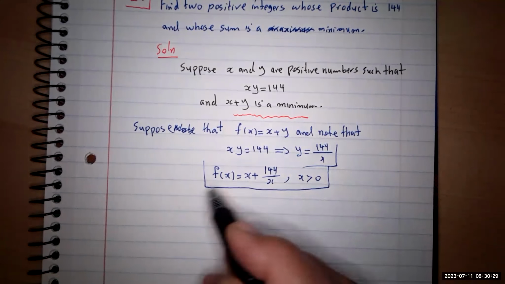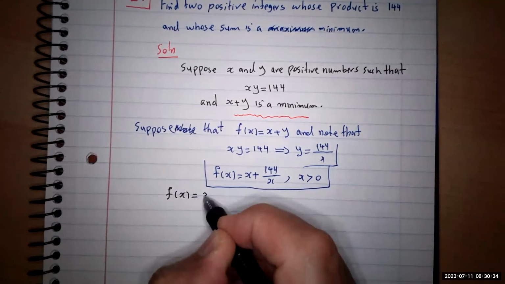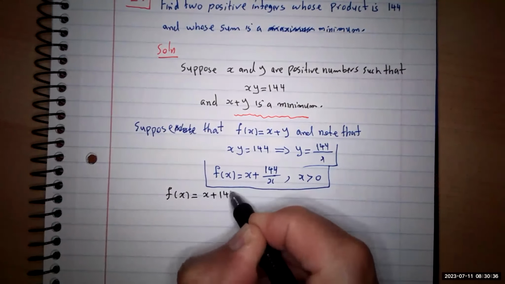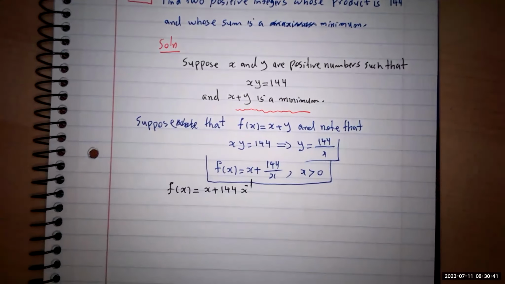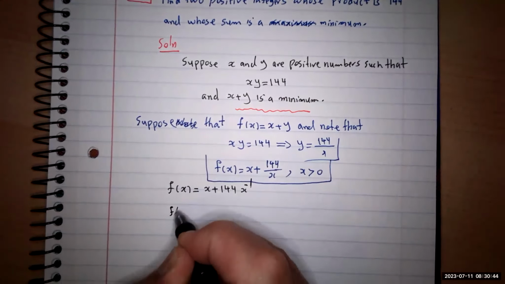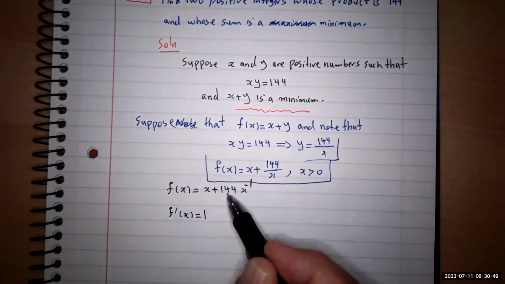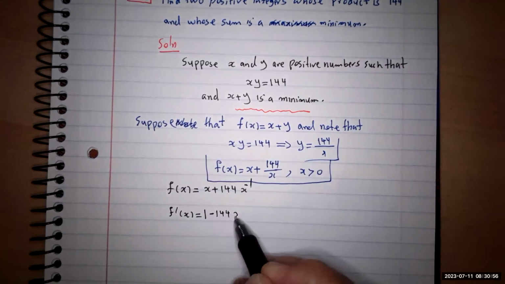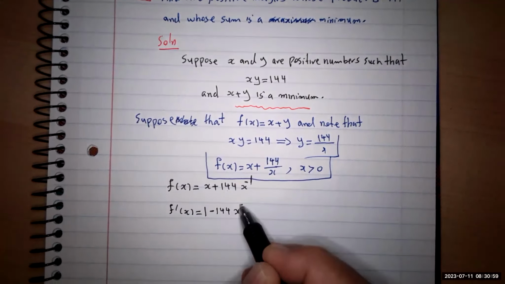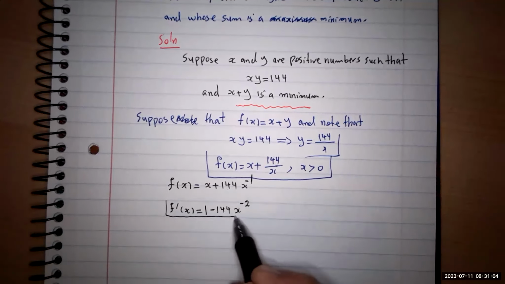So what I'm going to do is rewrite this as f of x equal to x plus 144 x to the -1. Now differentiate. f prime of x is going to be equal to 1. Then you use the power rule: you bring down the -1 and multiply, so minus 144 x to the -1 minus 1, which is -2. So this is going to be your f prime. Any question?